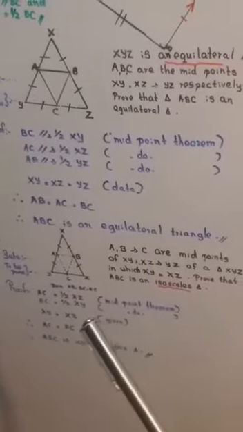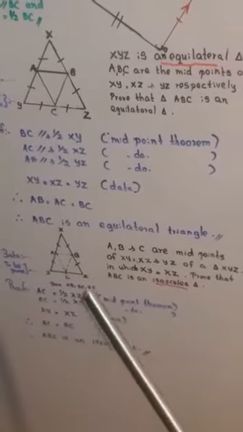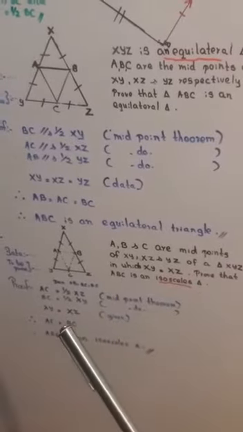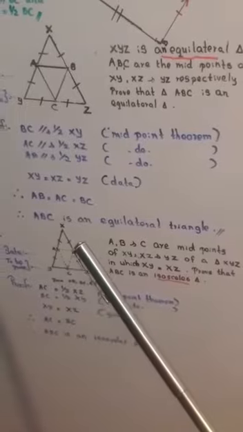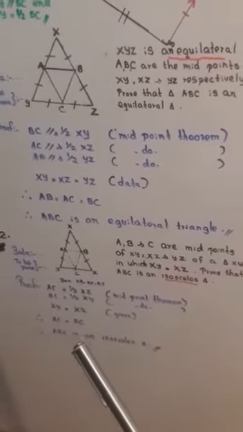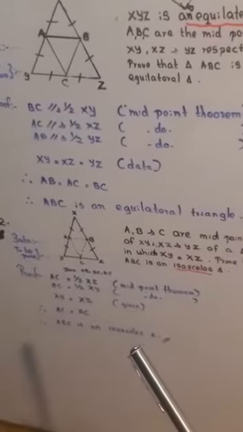According to the midpoint theorem, XY and XZ are equal because this is an isosceles triangle. Therefore, we can say AC and BC are also equal, each half of that length. Therefore, ABC is an isosceles triangle.